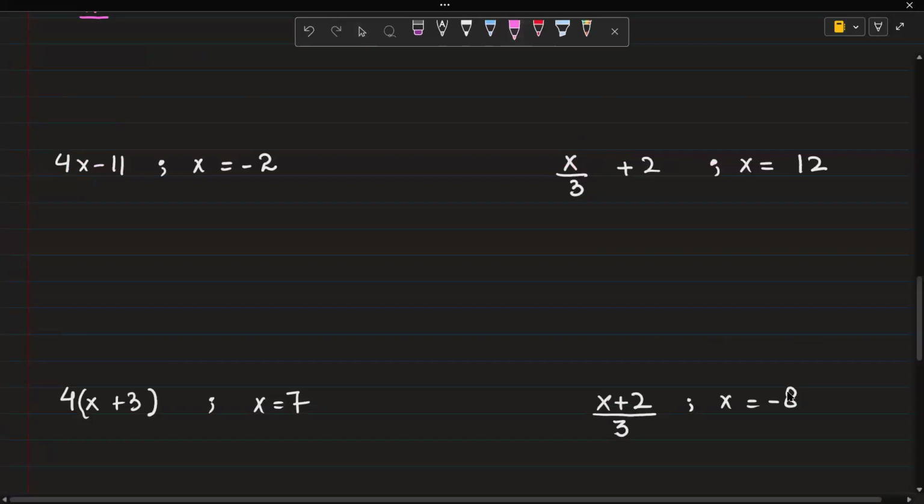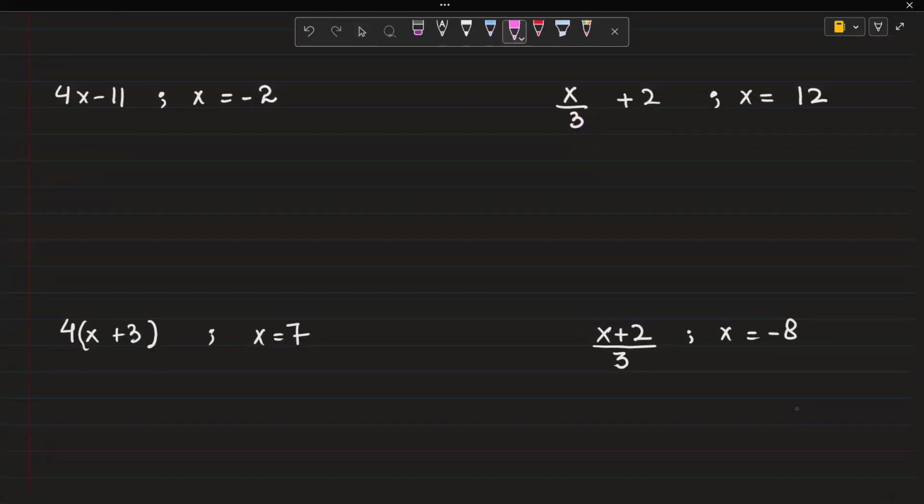Then you have 4x minus 11 when x is equal to negative 2. You take 4 times negative 2 minus 11. 4 twos are 8, so negative 8 minus 11. And your final answer is negative 8 minus 11, which is negative 19. Let's go here. Instead of x, you write 12. 12 over 3 plus 2. 12 over 3 is 4. 4 plus 2 is 6.